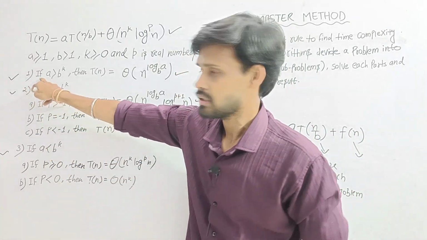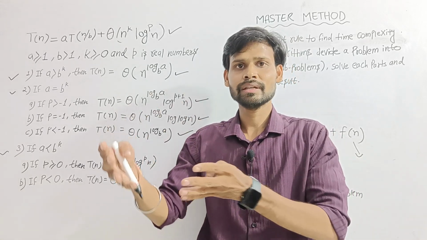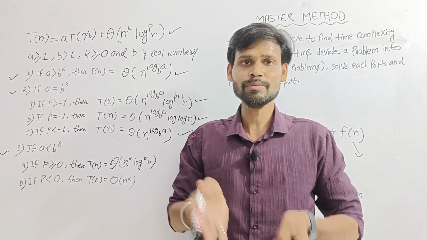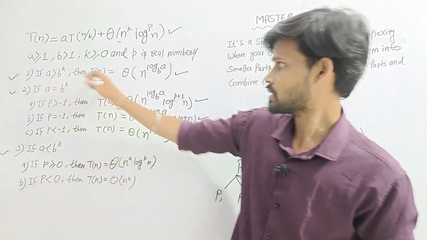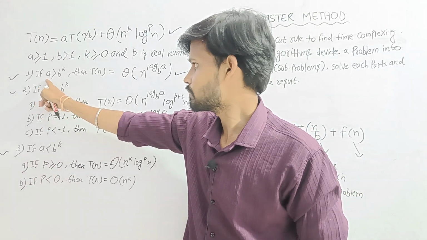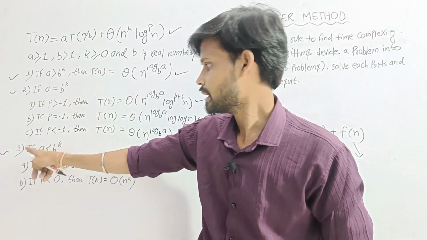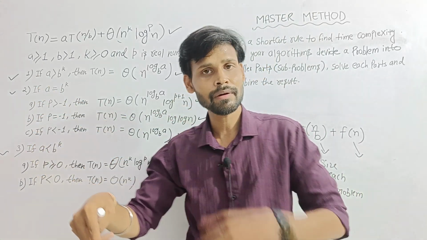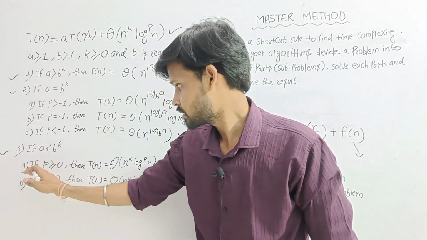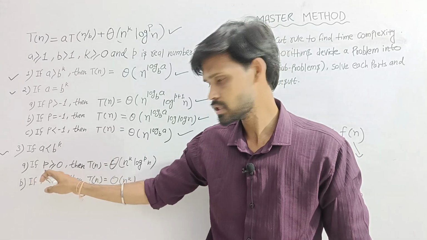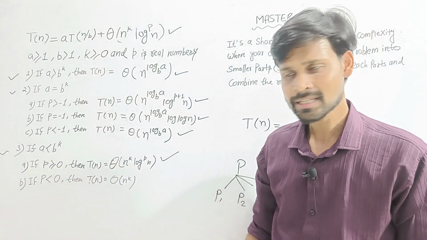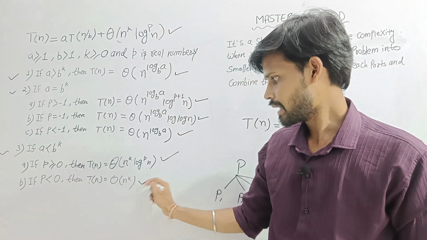the obvious thing is that the relation between a and b power k will have three cases: a greater than b power k, a equal to b power k, a less than b power k. So you will have to take each of the three cases. If a is less than b power k, then you must check another two cases also. That depends on the p value, p greater than 0 and p less than 0. If p is greater than or equal to 0, then you will apply this. If p is less than 0, then you will apply this.